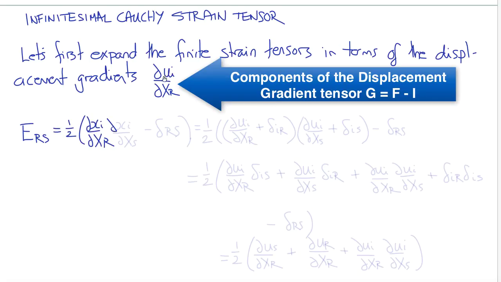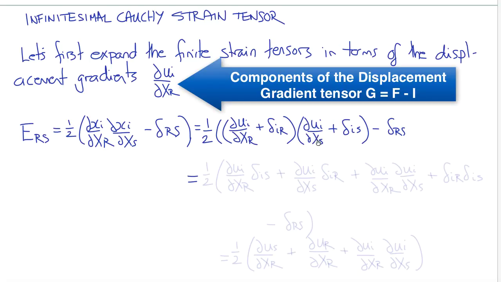So remember, the displacement gradients are just the deformation gradients minus I, or del ui del Xr plus delta ir is del xi del Xr. So therefore, the Lagrangian Green strain components, E_rs, which are 1/2 of del xi del Xr del xi del Xs minus delta rs, these terms will expand to give 1/2 of del ui del Xr plus delta ir times del ui del Xs plus delta is, minus delta rs.